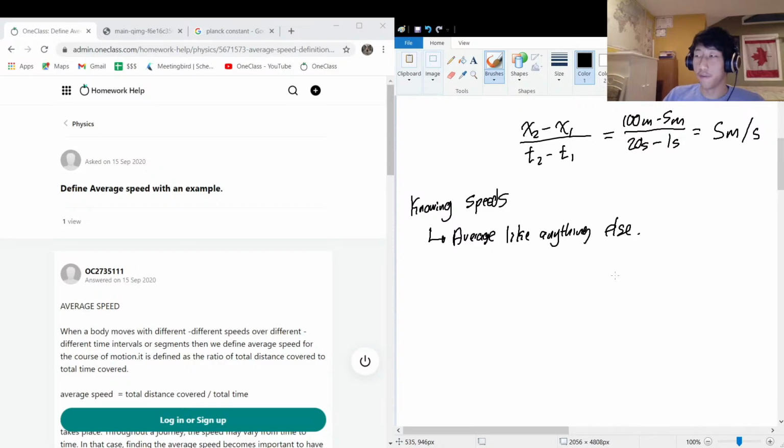So let's say for 5 minutes I was going 10 kilometers per hour. For 10 minutes I was going 100 kilometers per hour. Well, it'd be like you would take the average that way. So we can do that as an example.